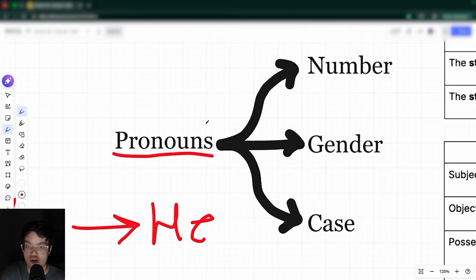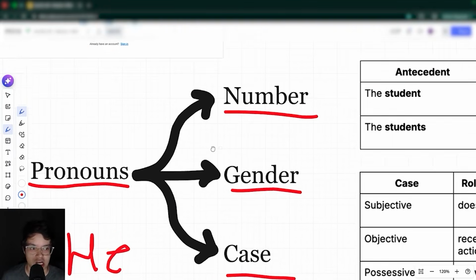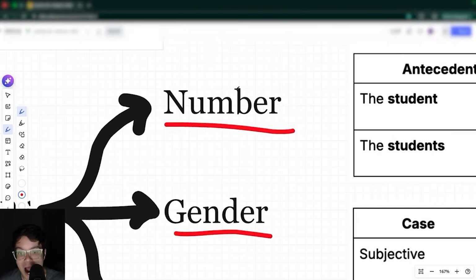But on the SAT, there are actual specific rules for which pronouns to use at which points. Specifically, you have to consider the number, the gender, and the case of the pronoun being used. Okay, let me talk about each one of those real quick. Number refers to the amount of people.